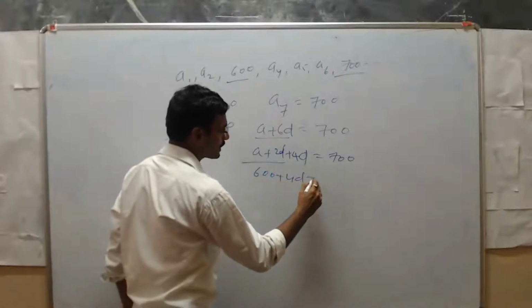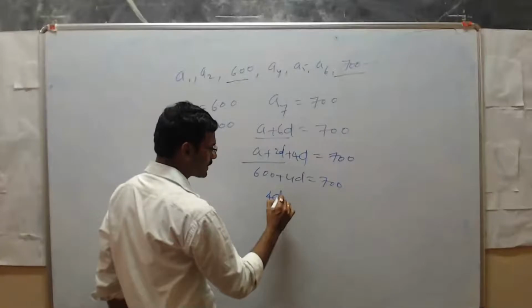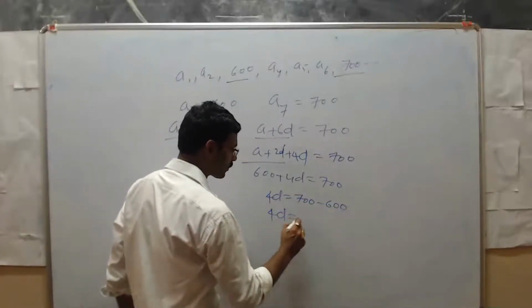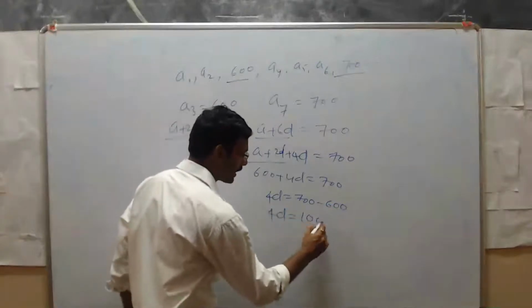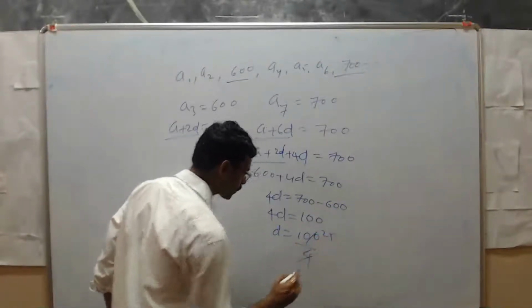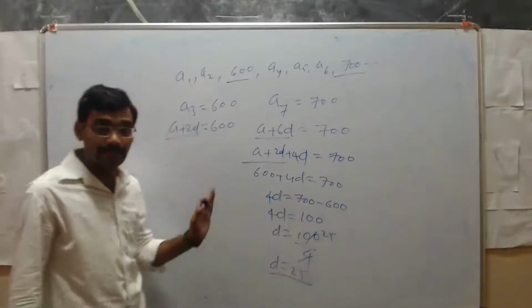600 plus 4D is equal to 700, so 4D is equal to 700 minus 600. 4D is equal to 100. Therefore, D is equal to 100 by 4. 4 twos are 8, 4 fives are 20, so D is 25. Therefore, D is equal to 25.